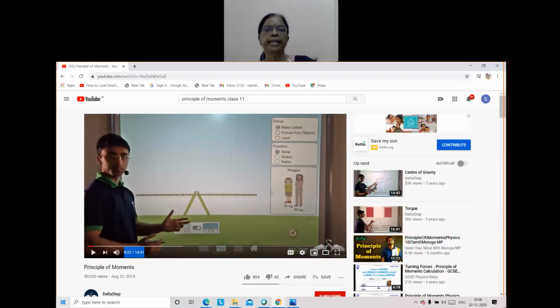And if I take another child of 30 kilogram here, we experience the same torque, 600 Newton meter, in the anti-clockwise direction, isn't it? If the child is kept here, anti-clockwise, that means 600 Newton meter anti-clockwise. Here it is clockwise. So the total torque will be zero. It will be in which equilibrium? Rotational equilibrium. Correct.